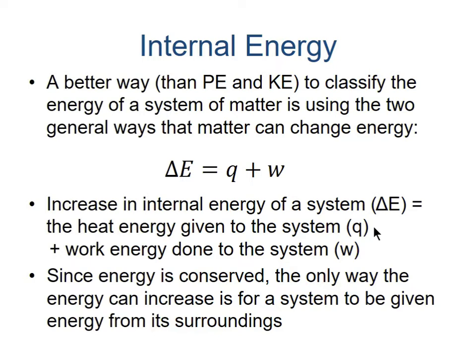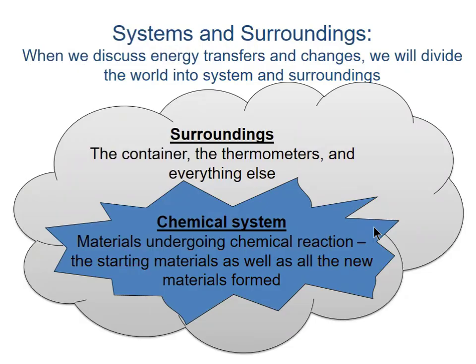And since energy is conserved, the only way the energy can increase is for the system to be given energy from its surroundings. It can't just make it up. One of the big things that gets confusing is that we need to sort of break up and talk about the chemical system and its surroundings. And you can get easily confused here because some of the things we like to think of as being part of the system, it's really not. It's part of the surroundings. So the chemical system itself is the actual chemicals undergoing a chemical reaction or a physical change. They're the starting materials as well as the new materials formed, but it's just those chemicals.